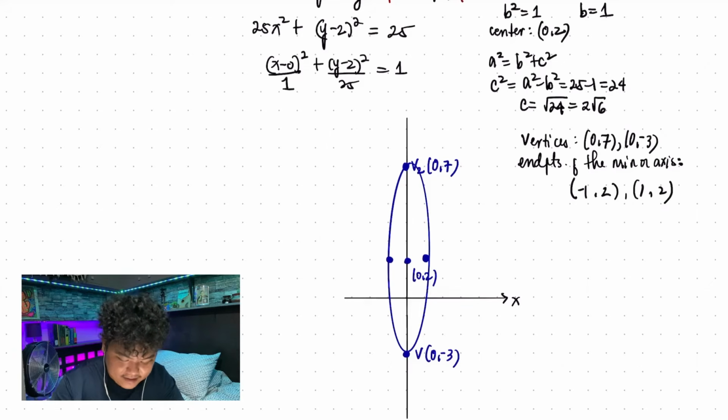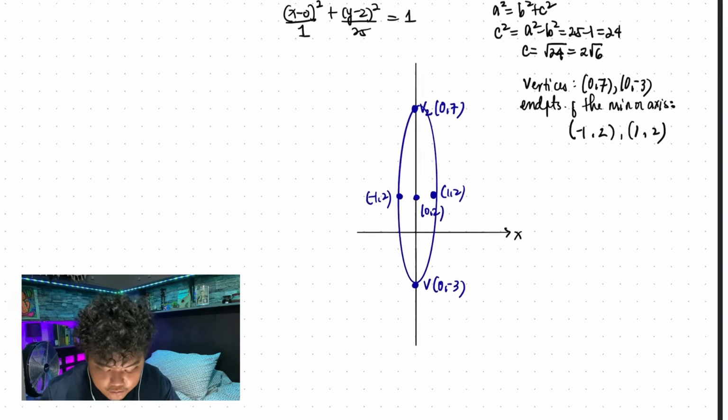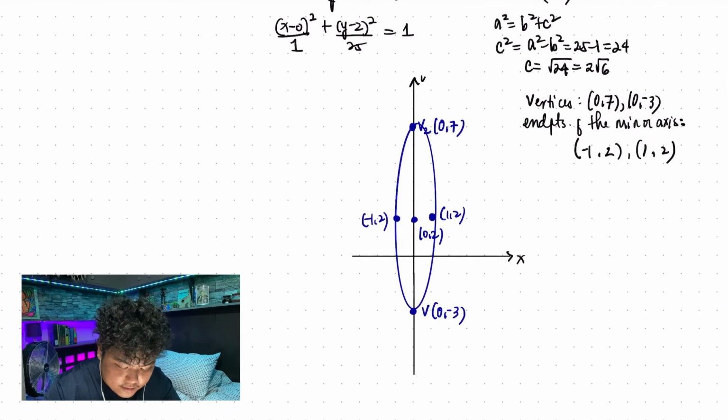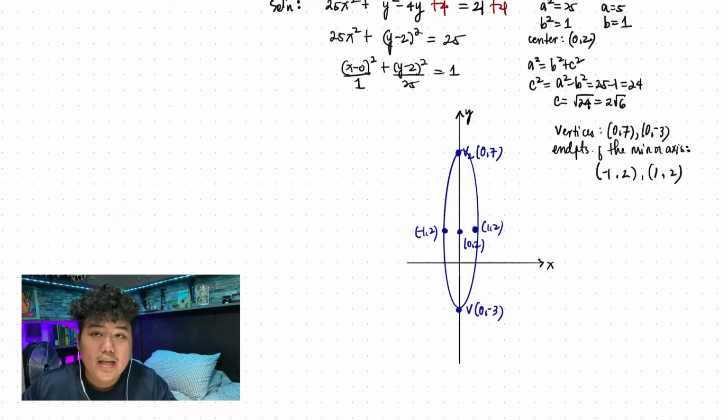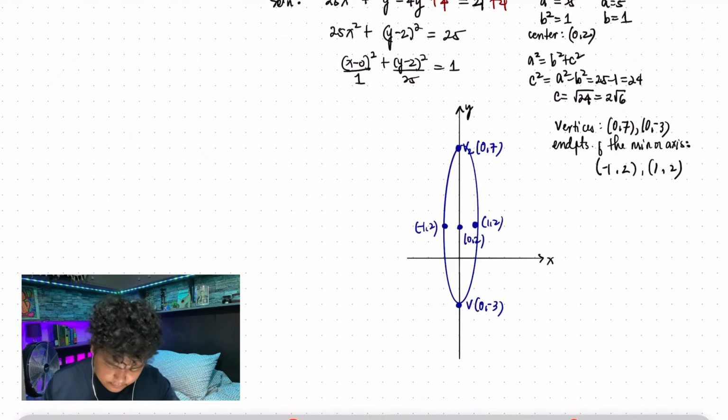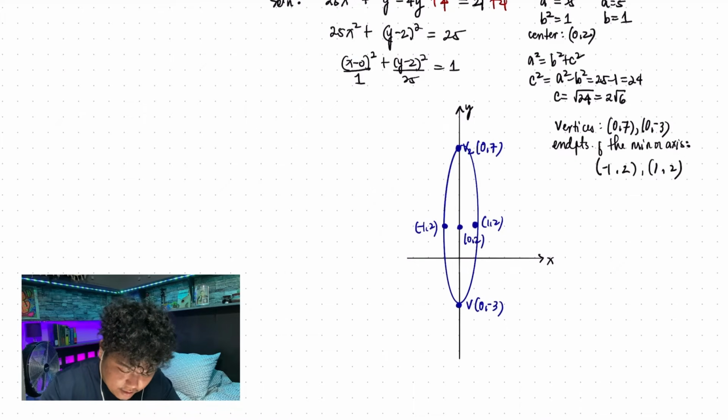Ayan. So, this is 1, 2. Negative 1, 2. So, nasan yung foci? So, that is 2 square root of 6 units away from the center. Gano'ng kalaki ang 2 square root of 6? Square root of 6 is 4 point something times 1 point something. So, somewhere nandito ang focus.